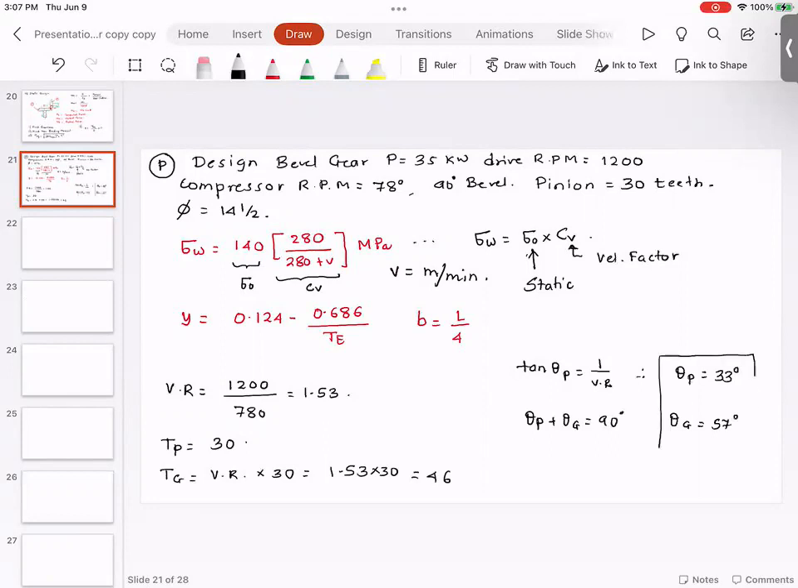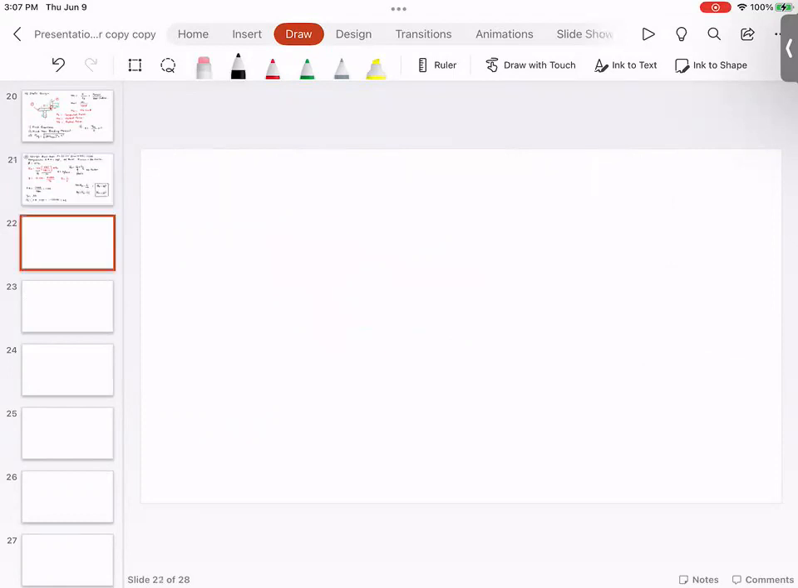So you can use any equation to find these values, and I just used the tan of semi-cone angle equation. With this, we have to find out the equivalent number of teeth on the pinion, and we have to find out the equivalent number of teeth on the gear. So TEP is equal to 30 divided by cosine 33, which is 35.77. TEG is equal to 46 divided by cosine 57.